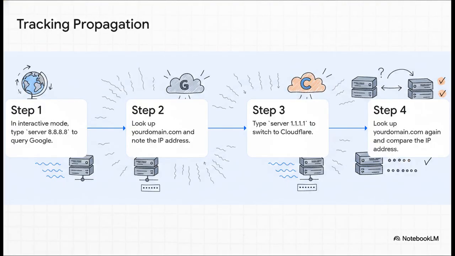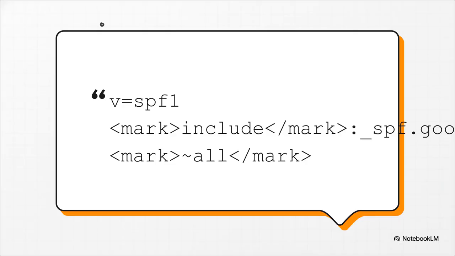Okay, so let's go back to that first problem. Why isn't your news site showing up for everyone? Well, inside interactive mode, you can actually check. First, you type server 8.8.8.8 to point your tool at Google's DNS. Then you look up your domain. Next, you switch it up, server 1.1.1.1, to ask Cloudflare's DNS. Then you ask about your domain again. And here's the magic. If they give you two different IP addresses, boom, you've just proved the change is still spreading, or propagating, across the internet. Not all the phone books have been updated yet. Mystery solved.